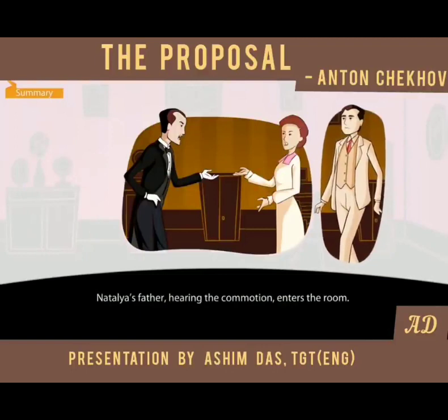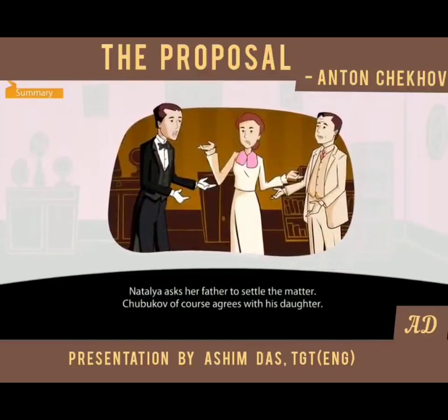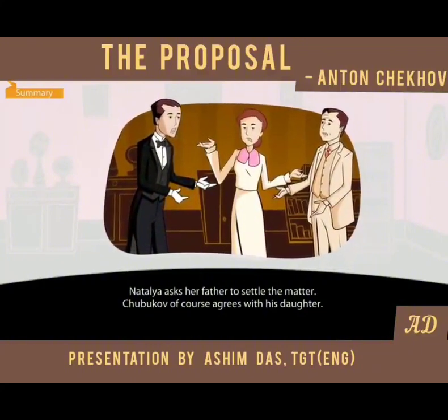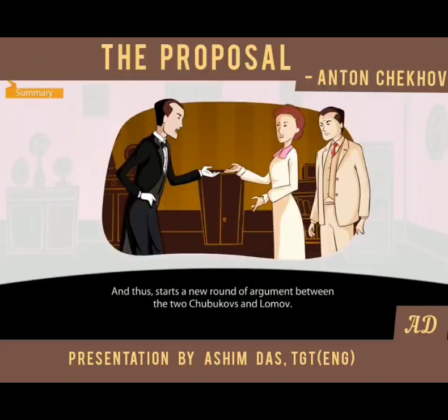Natalia's father, hearing the commotion, enters the room. Natalia asks her father to settle the matter. Chubukov, of course, agrees with his daughter. And thus starts a new round of argument between the two Chubukovs and Lomov. Lomov threatens to take them to court.